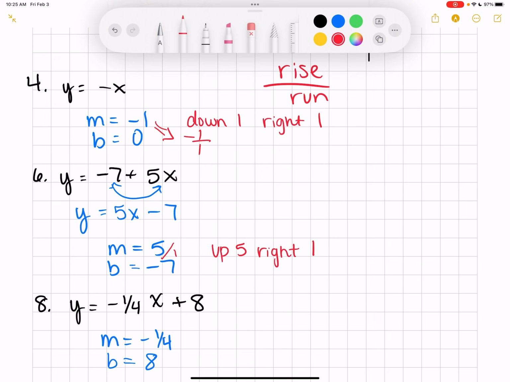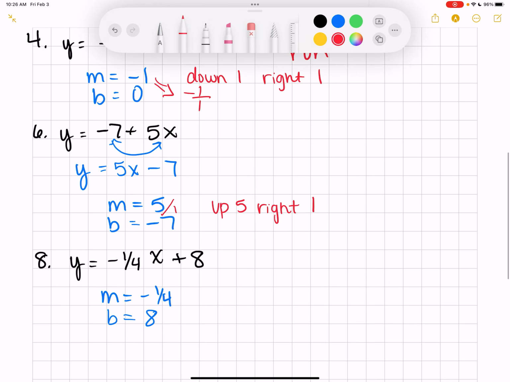Is the right always going to be 1? No. So in number 8, I'll show you how it's not. In number 8, our slope is rise over run. The negative tells us that it's going to be going down. So it's down 1 and then right 4.